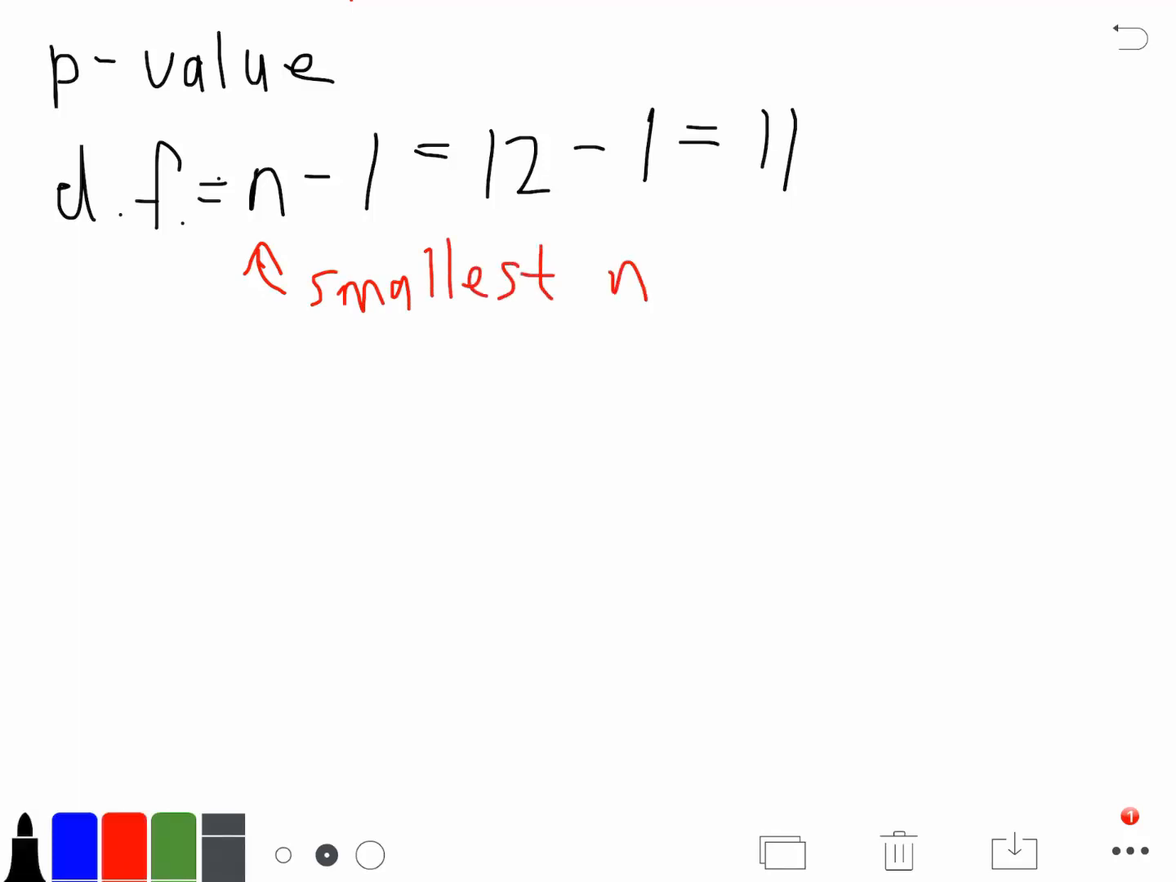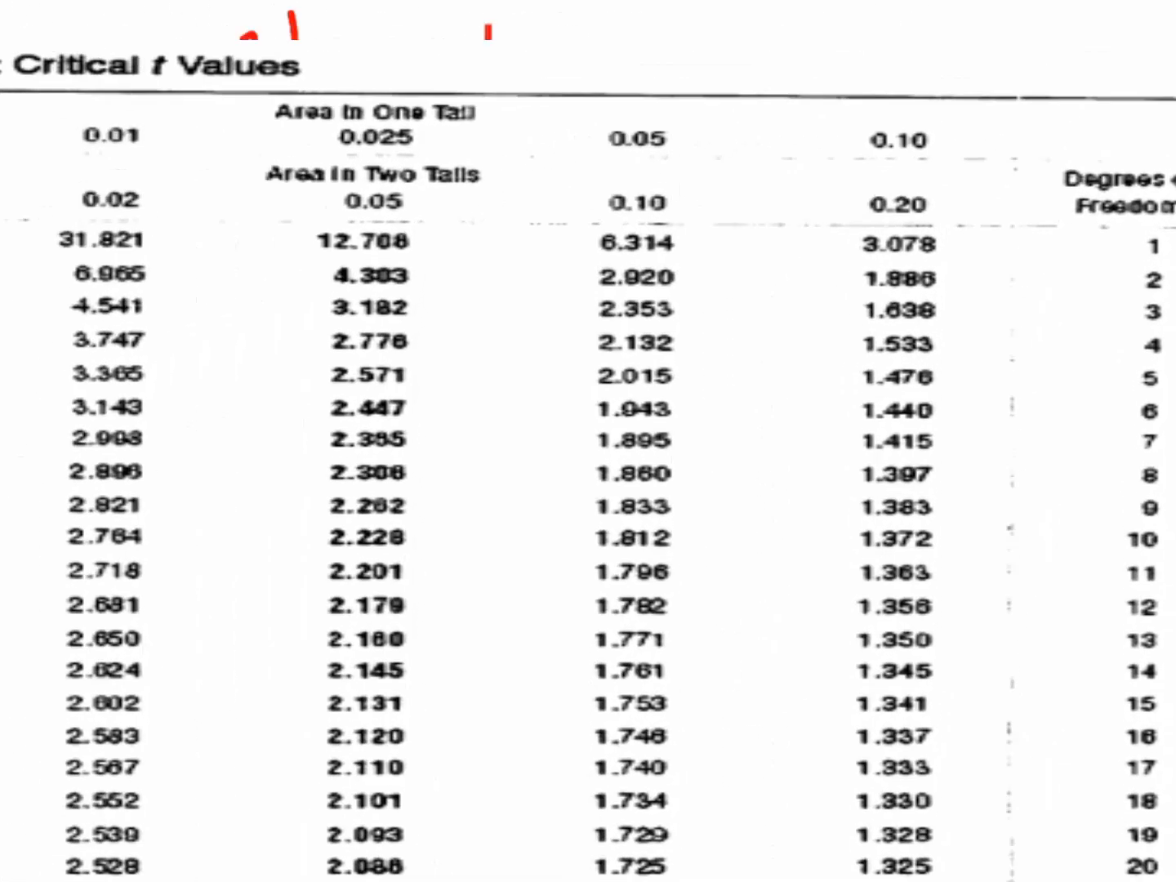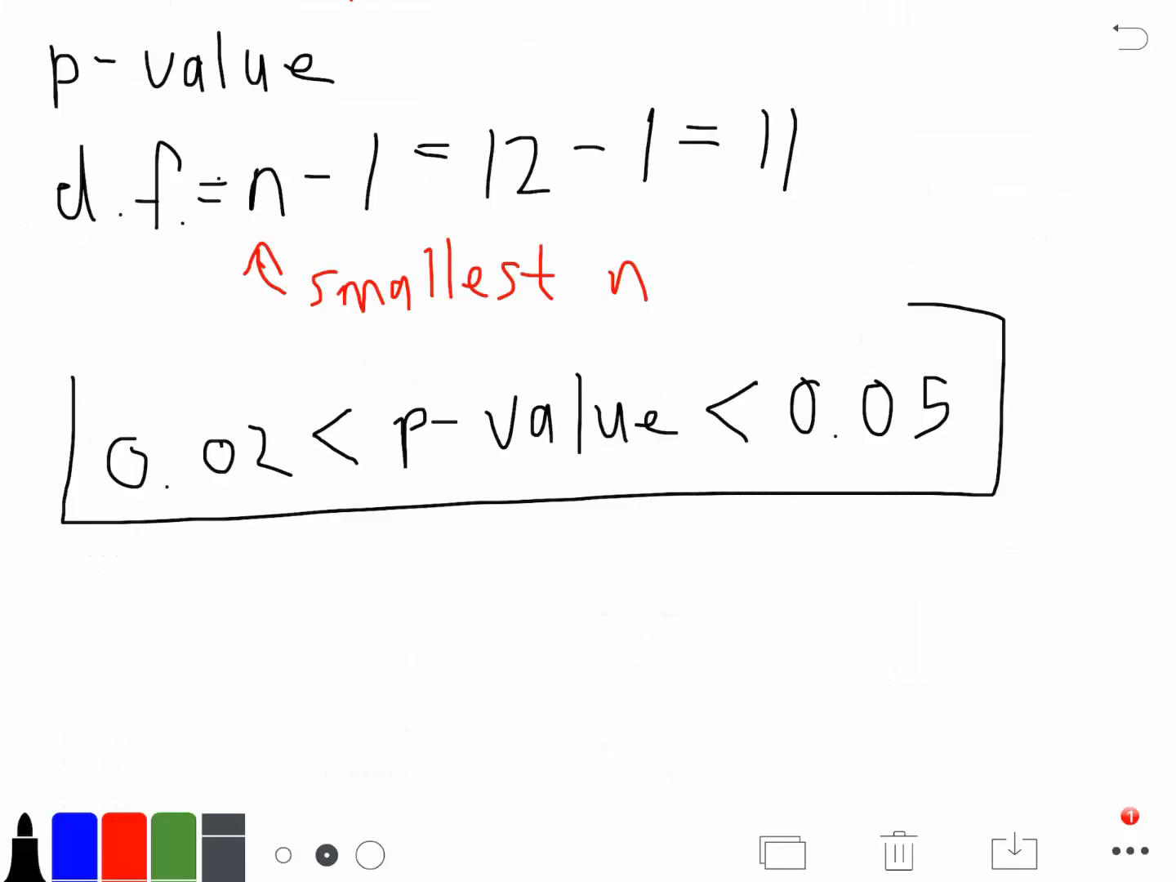Now that we have our degrees of freedom, we can look in the t-table in that 11 degrees of freedom row, and we find out that our value is somewhere between 0.01 and 0.025, or you can double it right away and get between 0.02 and 0.05. Now that we have our p-value, let's move on to our conclusion.